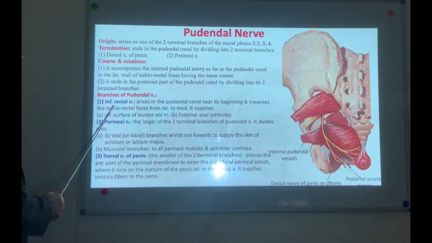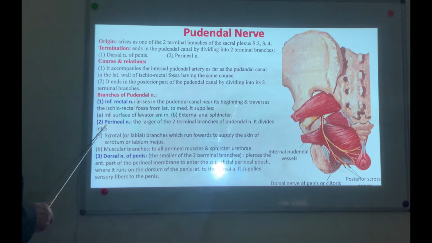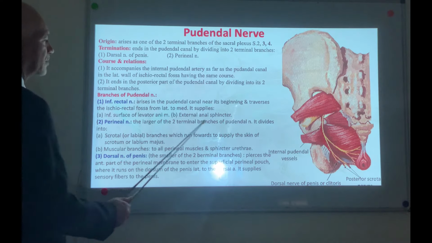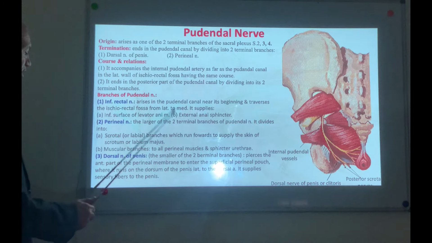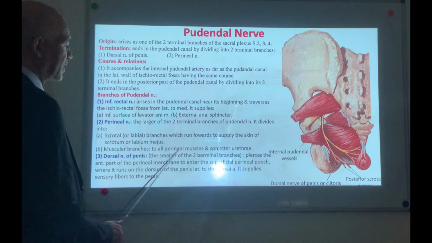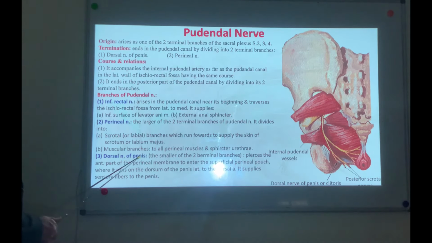Branches: the inferior rectal runs in the ischio-rectal fossa to supply the inner surface of the levator ani and the external anal sphincter. The perineal nerve is the larger of the two terminal branches. This perineal nerve gives the scrotal or labial branches, and gives muscular branches to all the muscles of the perineum and the sphincter of the urethra. The dorsal nerve of the penis or clitoris is one of the two terminal branches, the dorsal nerve and the perineal nerve.